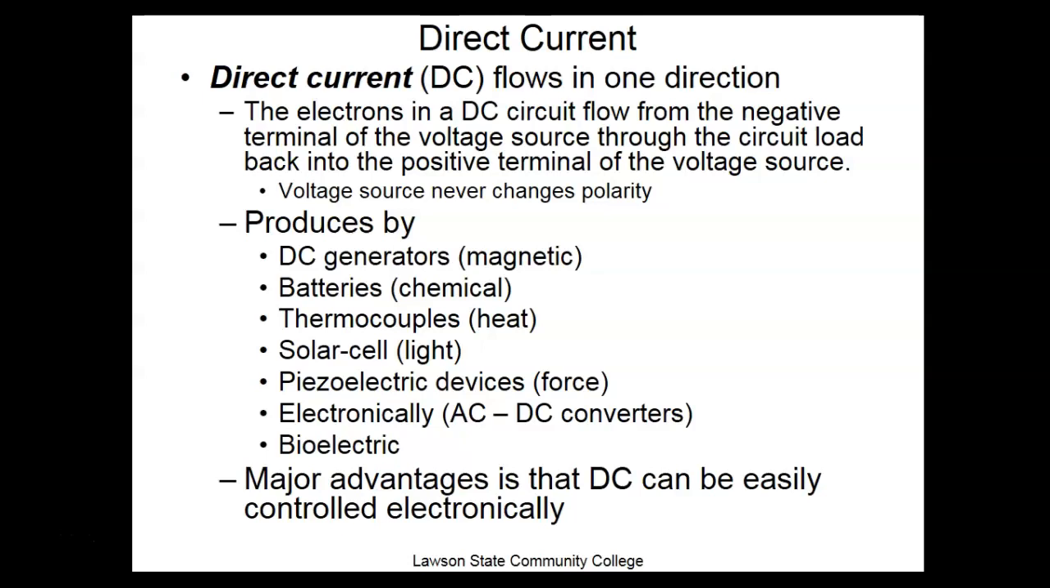Electronic devices operate off of DC. Even if we've got an inverter in our car that takes DC and switches it to AC, the inverter operates off of DC. That's the big advantage of DC, that we can electronically control it. Your TV operates off of DC. Your cell phone operates off of DC. Everything in your car operates off of DC. You have an alternator in your car, but we convert it to DC so we can electronically control it. That's the big advantage of DC.